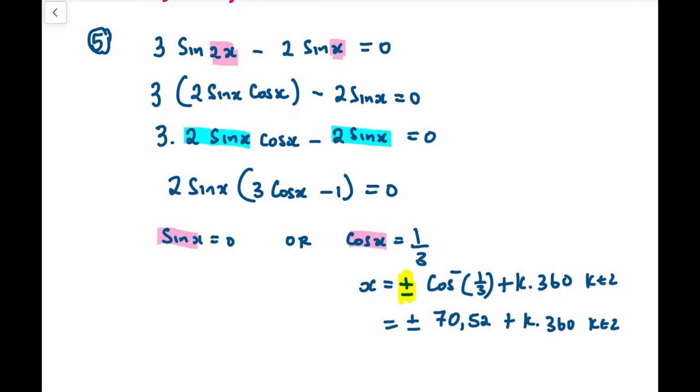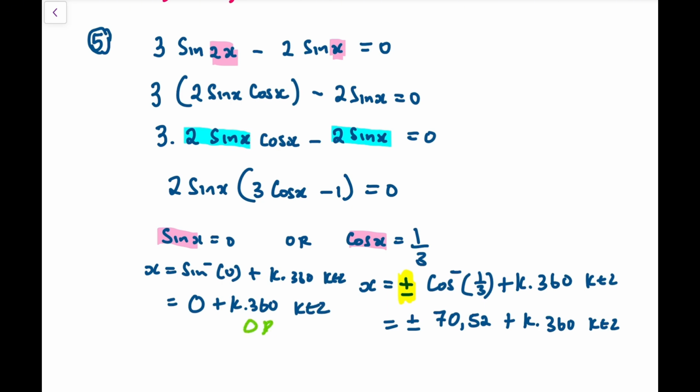Now let's move to the general solution for sine. Remember, for sine, there are two solutions. The first one, you just say x is equal to arcsin of 0, and then plus k multiplied by 360, k is an element of integers. What is arcsin of 0? It is 0. So 0 plus k multiplied by 360, k is an element of integers. Or solution number 2, you just say 180 minus 0, which is always 180. So 180 plus k multiplied by 360, where k is an element of integers.